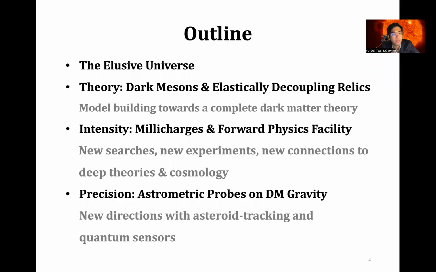So here is an outline of the talk. First, I will introduce what I mean by the elusive universe, and then I will talk about the theory or the model building parts. That is, I will cover the dark mesons and elastically decoupling relics. Then I will talk about the intensity search, and this is also theoretical, but will have more phenomenological flavor, and I will introduce the Millicharge and Forward Physics Facility. Finally, I will talk about the precision studies that include the asymmetric probes on dark matter gravity.